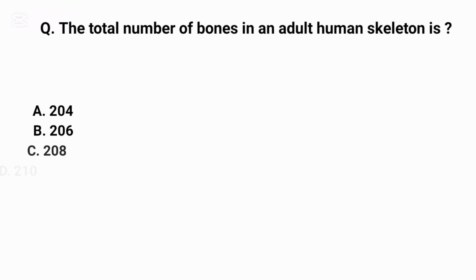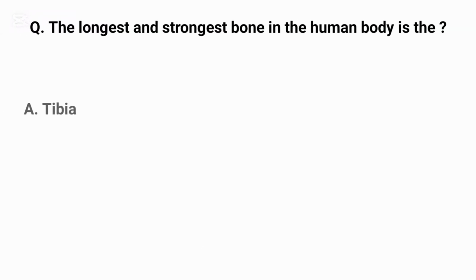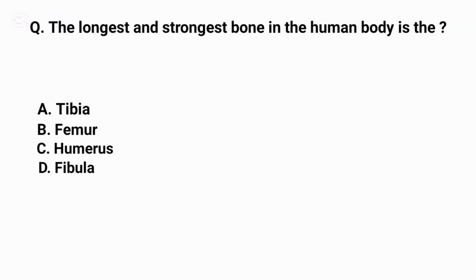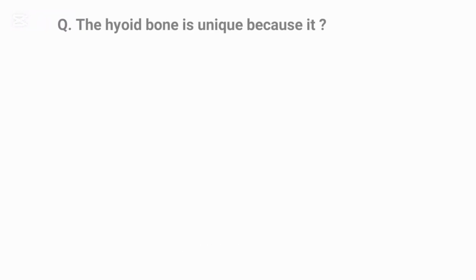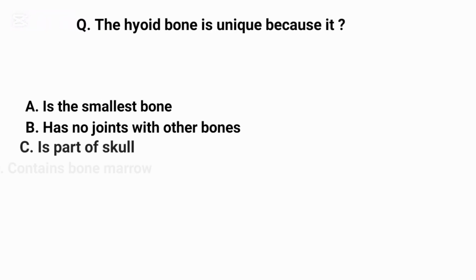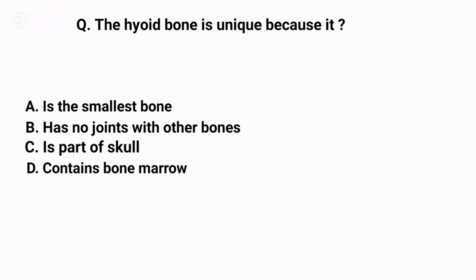The total number of bones in an adult human skeleton is. Correct answer is option B, 206. The longest and strongest bone in the human body is. Correct answer is option B, femur bone. The hyoid bone is unique because it. Correct answer is option B, has no joints with other bones.